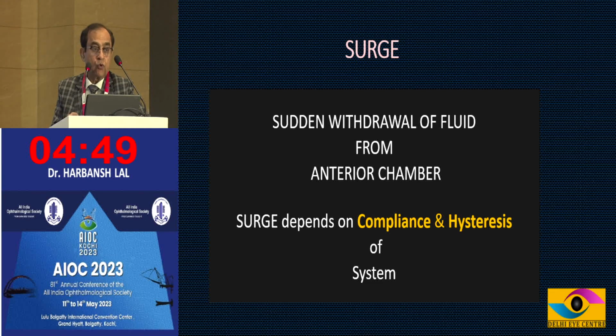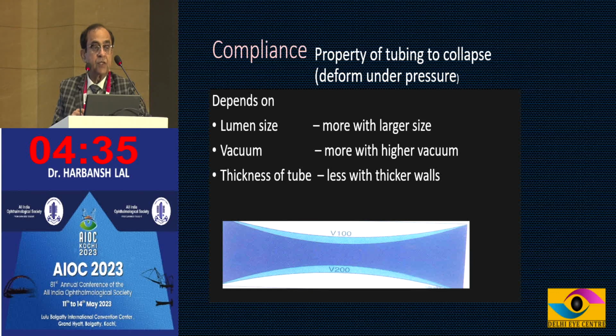Now we know that if there was no surge, everybody would have been an excellent surgeon without any problem. So what is surge? It is the sudden withdrawal of fluid from the anterior chamber. Surge depends upon the compliance and hysteresis of a system. Compliance is the property of the tubing to collapse or deform under pressure. If the tubing collapses, it is not absolutely proportionate to the vacuum setting, because at 100 it will collapse much more, at 200 it won't be that much, not proportionate. It will depend upon the lumen size, more with the larger size, more with the higher vacuum, and the thickness of the tubing. If the tubing is very hard, it won't collapse.